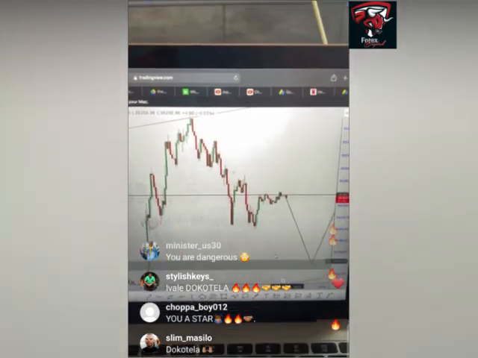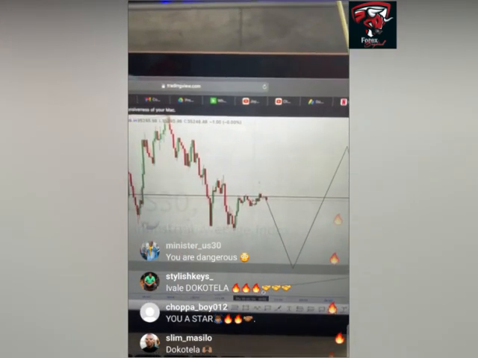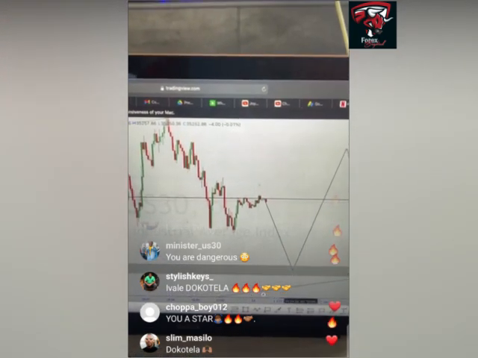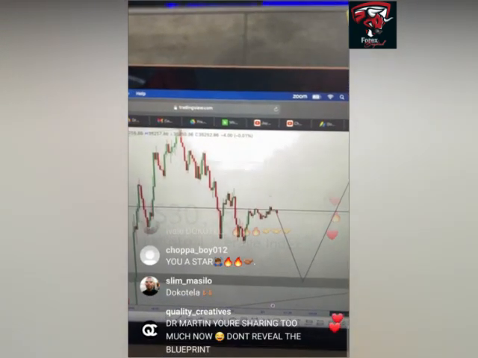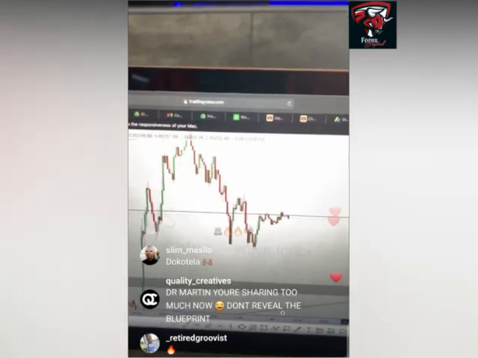Your target would be on that gray area, and from that gray area you wait for these kinds of formations for you to start buying, and after buying from here, you wait for the market to go to the upside.